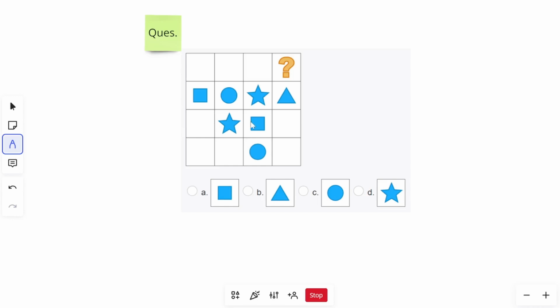Let's try to solve this question. Here we have a question mark given to us. We need to find out of the given options which symbol can come in the place of the question mark. The options that we have are square, triangle, circle, and star.